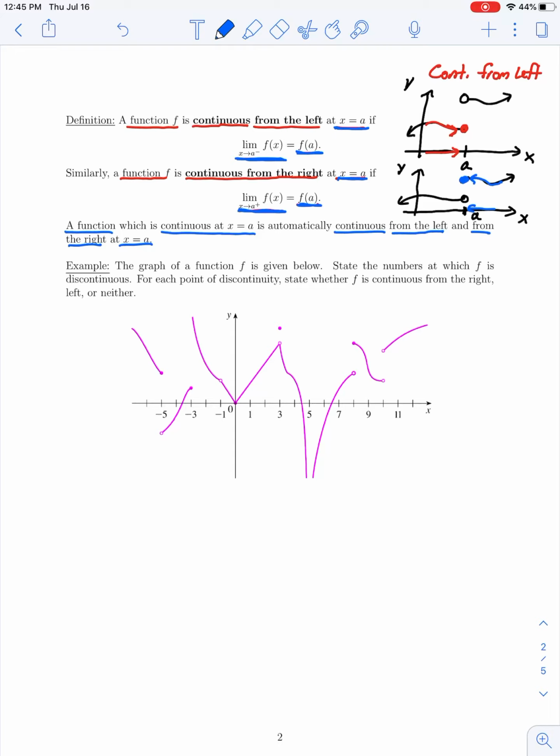So let's consider another example similar to what we did in our last one, where we're given here the graph of a function f, and we're told to state the numbers at which f is discontinuous. And for each of those points of discontinuity, state whether the function is continuous from the right, left, or neither at that point. So for the graph of this function, again, let's move from left to right along our x-axis and state our points of discontinuity. So we see our first point would be at x equals -5.